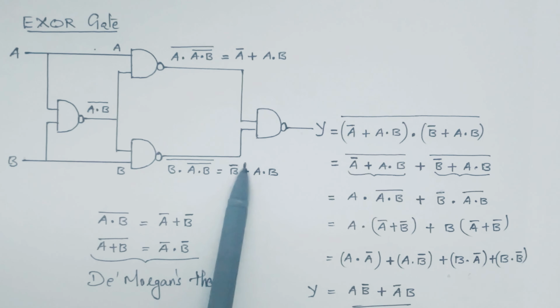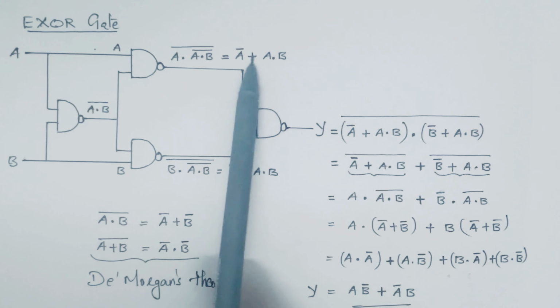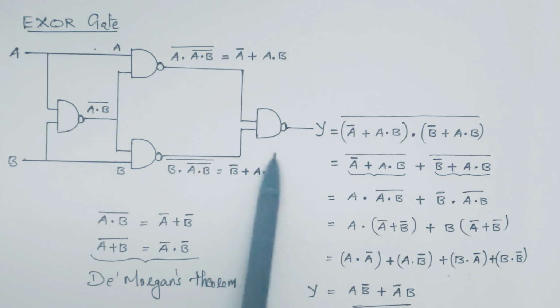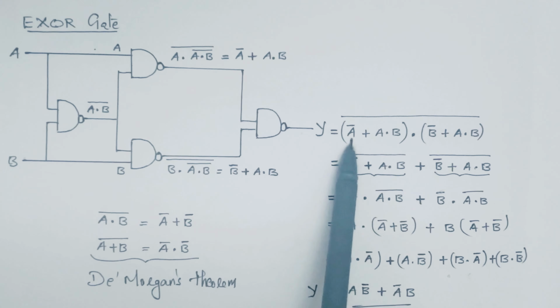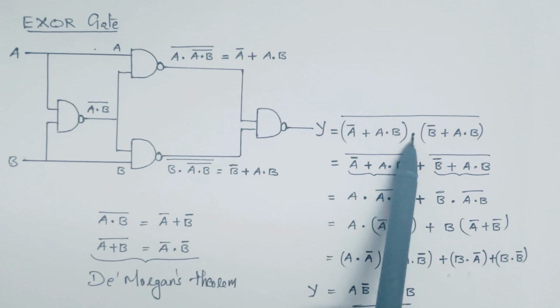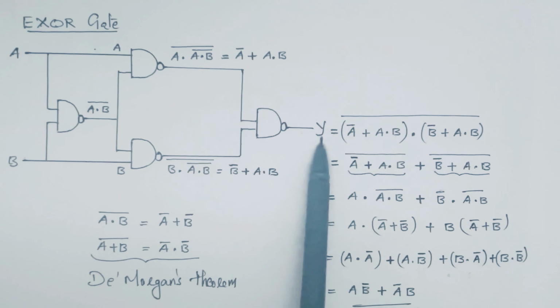Now these two are the inputs to this NAND gate. The output of this NAND gate will be what? Multiplication of these two inputs and then the complement. So multiplication of these two inputs means the first input is A bar plus A dot B into B bar plus A dot B the whole bar. This is the output we are getting.